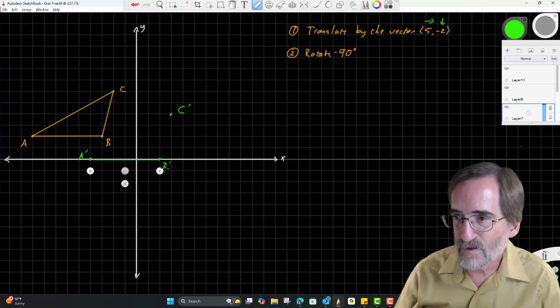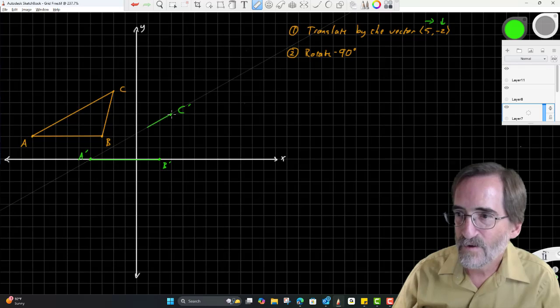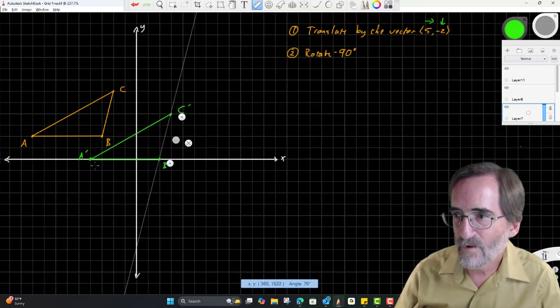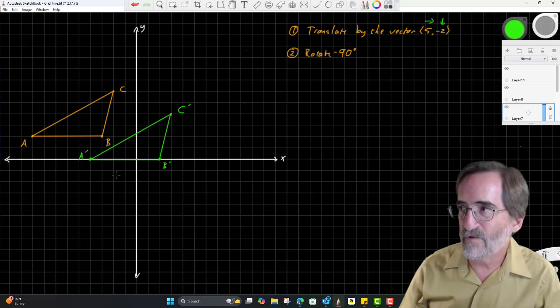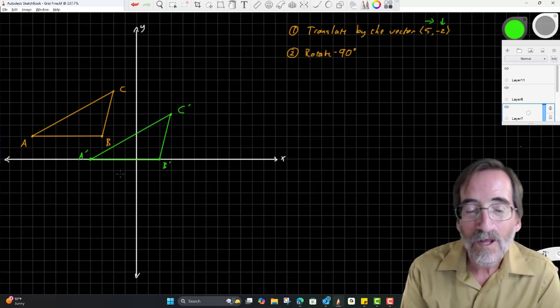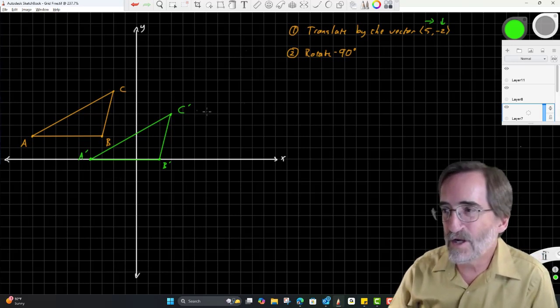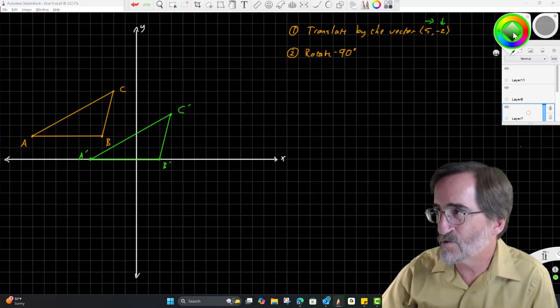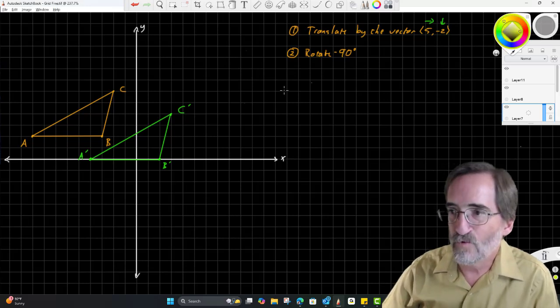Okay, get the triangle drawn here. There we go. Okay, we can see the translation by the vector 5, negative 2. Now we're going to rotate this negative 90 degrees, or 90 degrees clockwise. I'm going to do it visually, but then we're going to double check it with our rule.